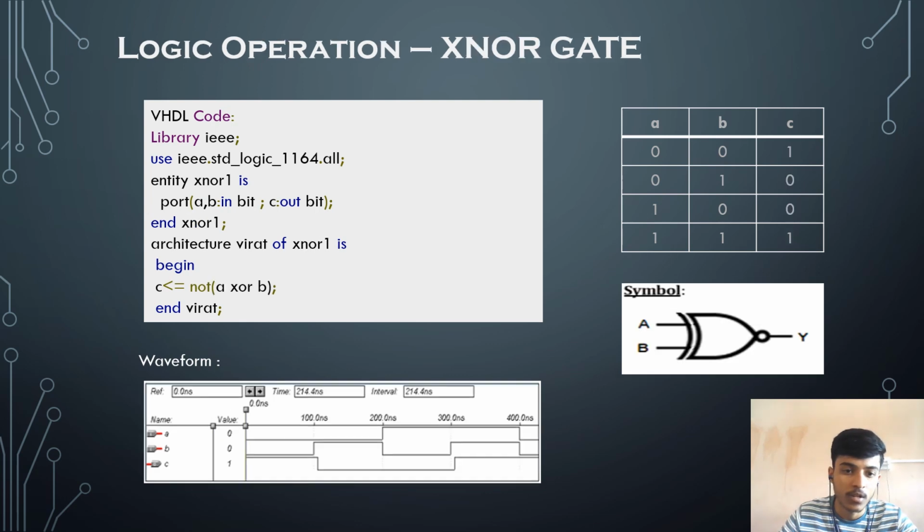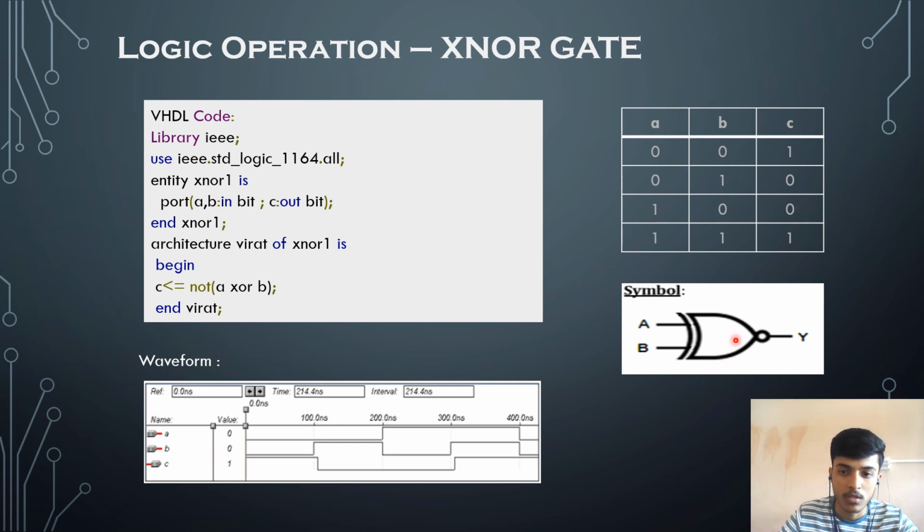Similarly, next we'll move to the XNOR gate. Here again I'm importing the library using all the modules. Ports are A, B as the input ports and C as the output port. To write the code for XNOR in VHDL, there is no XNOR keyword inside this library, so I am taking the NOT of the XOR gate. We get the output: if both inputs are similar, I get the output as 1; if either input is 1 and the other is 0, I get the output as 0.